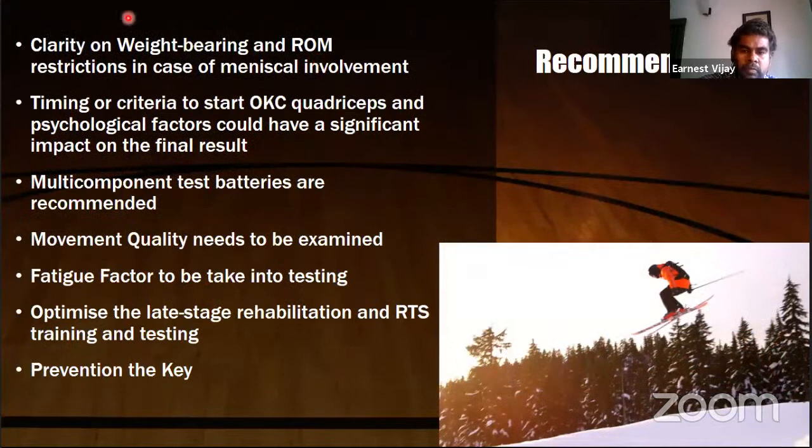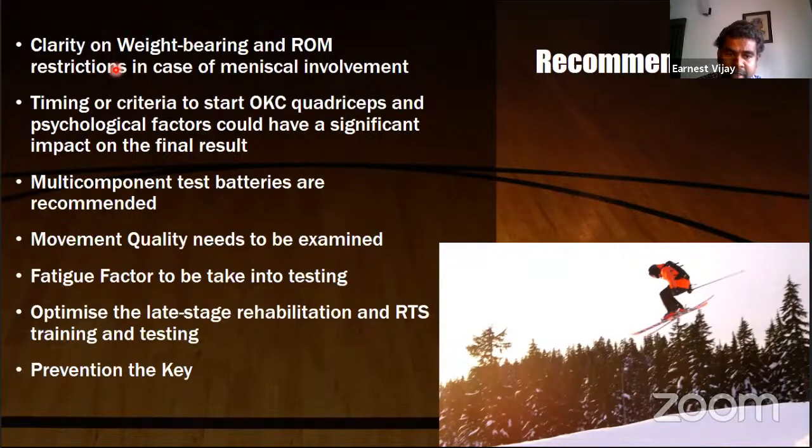Right. So what we have to do, like Dr. Alvaro mentioned, if there is a meniscus repair, then we need to have clarity on when the weight bearing can start, because the longer we delay the weight bearing, it's going to affect the return to sports as well. And what are the range of motion restrictions? Most of the time, we're not allowed to do a full squat till about 6 months time, whereas the athlete has a time frame. The season is there, so we have to work around it.